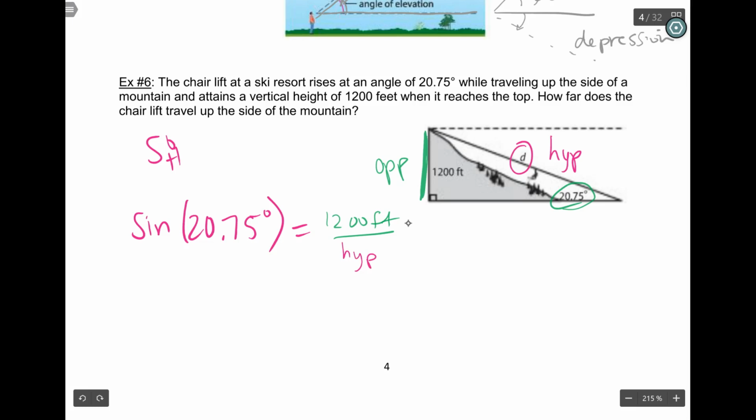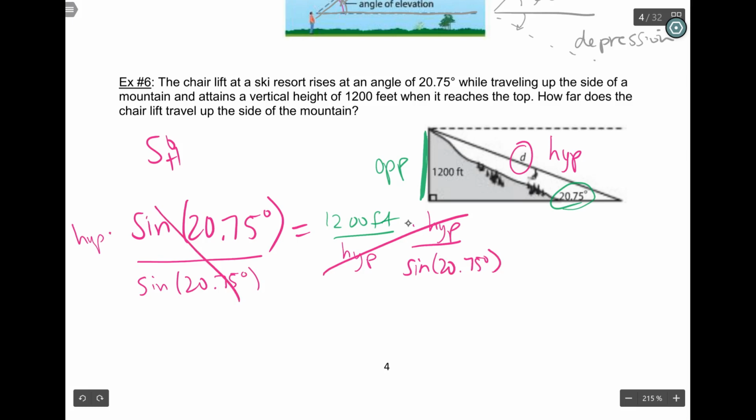So I have to get the hypotenuse by itself. I can use D instead, but whatever. So I'll multiply by the hypotenuse on both sides, and then I'm just going to divide by sine of 20.75 degrees. So divide by sine of 20.75 degrees.